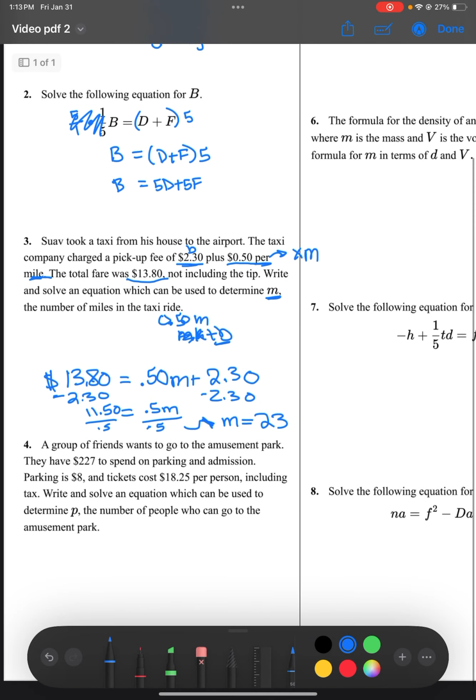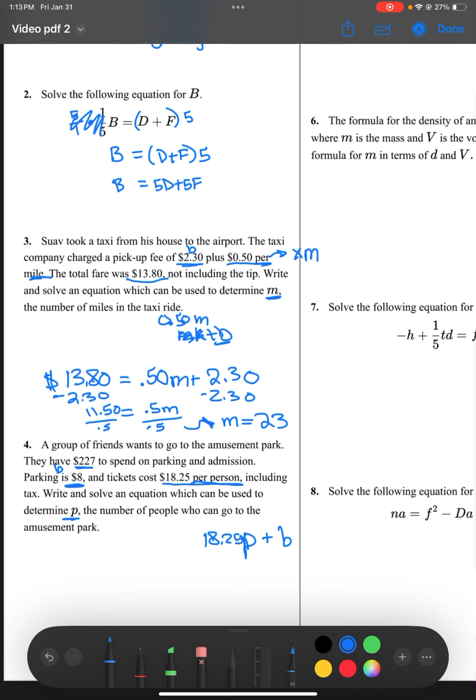Number 4, again, it's wanting us to set up the problem and then solve that problem. So with this problem, they have $227 to spend. The parking's $8, just one cost. But then we have a per person cost of $18.25. So we know our $18.25 is going to be multiplied by our variable. For here, they want you to use P. Our initial cost, or B.